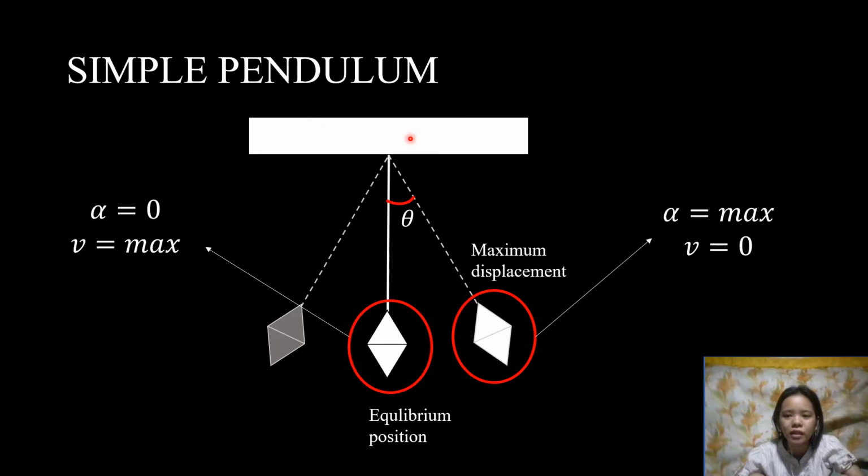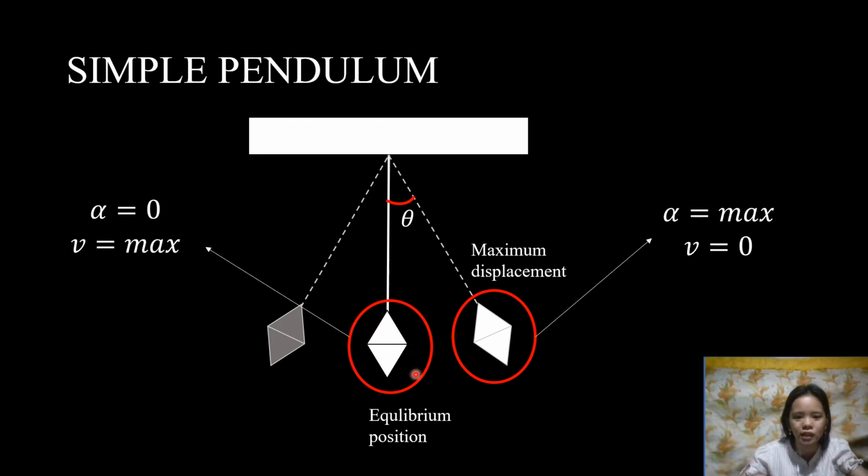So what happens here in terms of simple harmonic motion is when the pendulum or any material is at the equilibrium position, then the acceleration is 0 while the velocity is max, because as you can see, there is no decreasing or increasing of acceleration, it's just resting. While over here is the maximum displacement, wherein the acceleration is max but the velocity is 0.